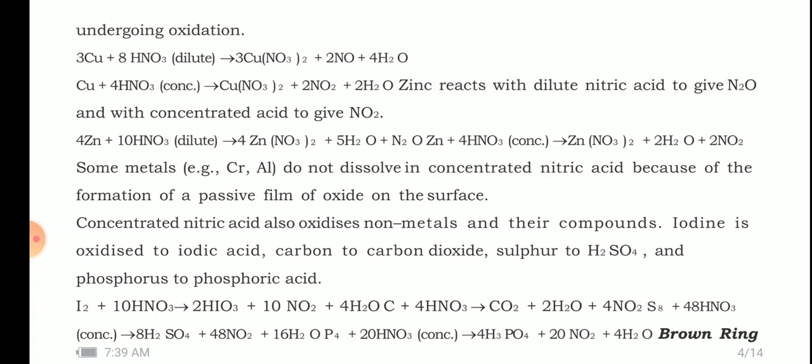So when iodine reacts with nitric acid, it forms iodic acid. When carbon reacts with nitric acid, it forms carbon dioxide, water and nitrogen dioxide, and when sulfur reacts with nitric acid, it forms sulfuric acid, and phosphorus reacts with nitric acid to form phosphoric acid.